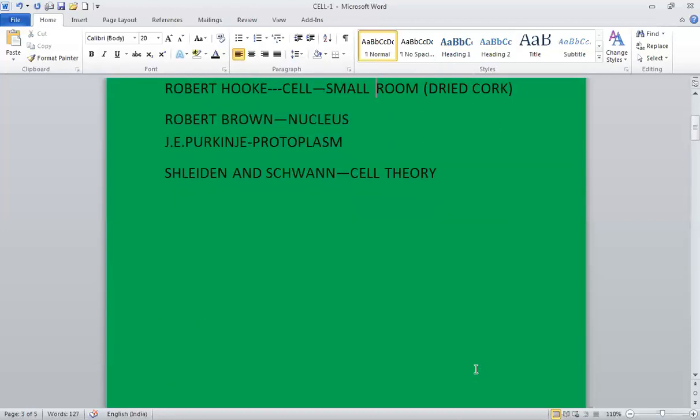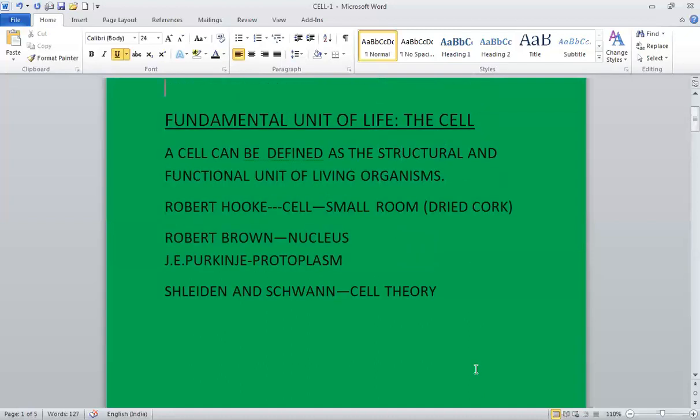So we're going to sum up. Cell is the functional and structural unit of living organisms. Robert Hooke discovered the dead cell. Then Robert Brown gave the name nucleus. J.E. Purkinje, protoplasm. Schleiden and Schwann, cell theory. And the cell theory was further extended by Virchow, who said that all cells originate from pre-existing cells.